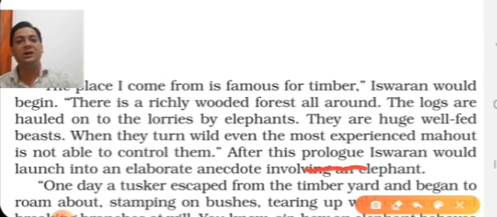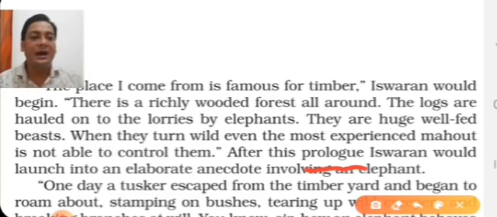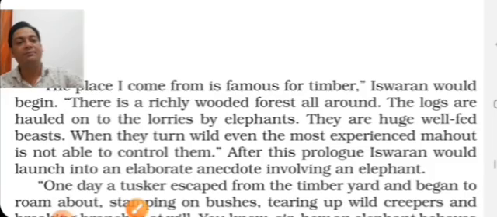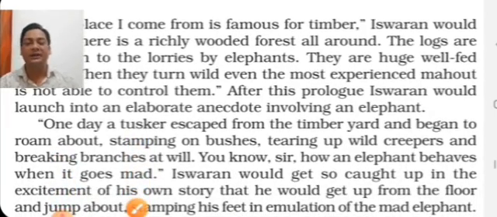This was the starting. Now Ishwaran would launch into an elaborate episode involving an elephant. Now he is telling a new story, a new experience of his life about an elephant. One day, a tusker escaped from the timber. Tusker, my dear student, means elephant. A tusker escaped, left the timber yard where all the woods were prepared.